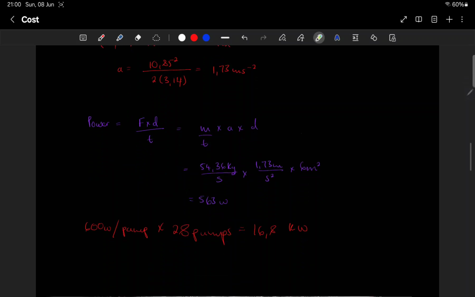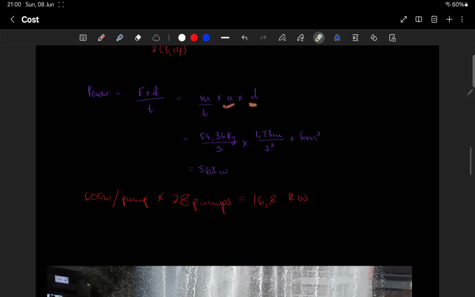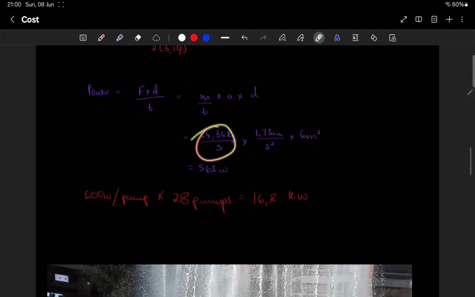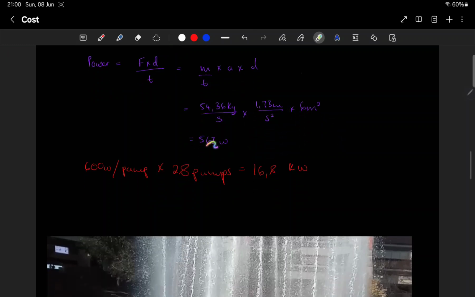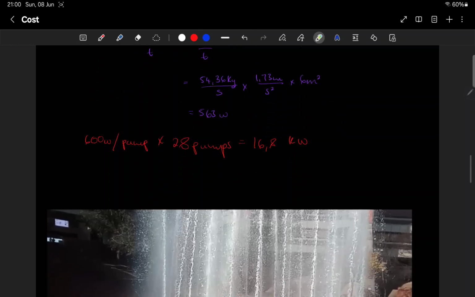Now I can calculate the power. The power will then be force times distance over time. In this case, I have the mass per unit time, so this is mass times acceleration, which is force. I can move this t to here, and then I have mass per unit time times acceleration times distance. That's the mass per unit time we calculated before, that's the acceleration, and that's the distance, and then I get 563 watts. So I just rounded that off to about a 600 watt pump.